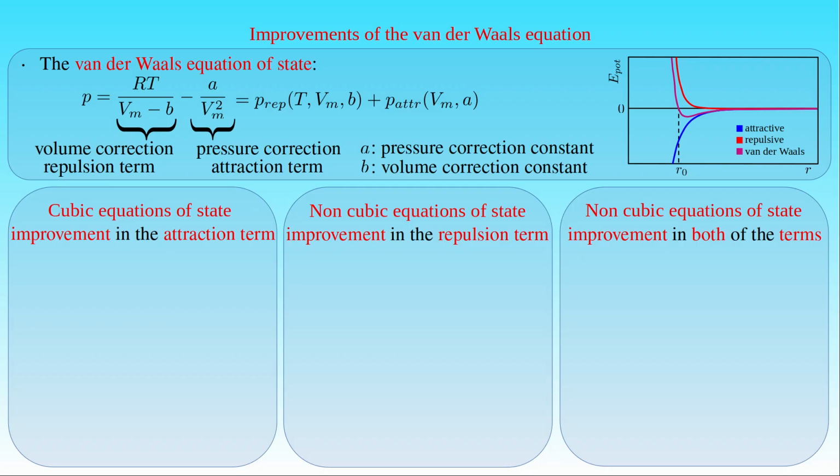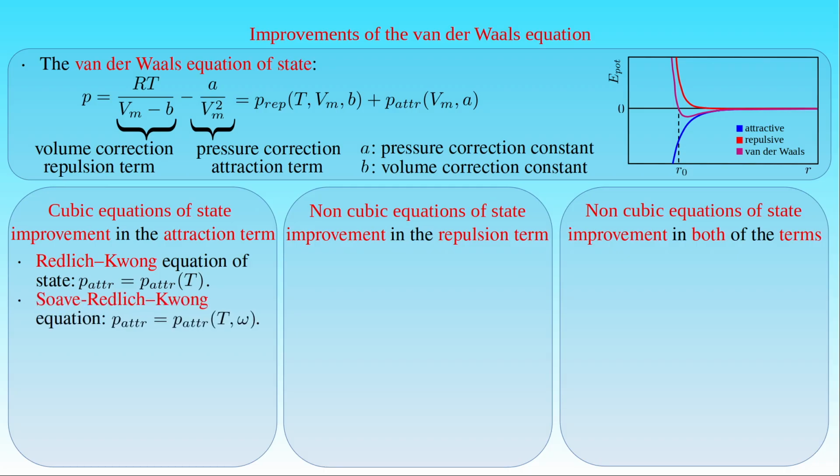We start with a short overview of several cubic equations of state which are frequently used in thermodynamic calculations. The first cubic equation we will present is the Redlich-Kwong equation of state, where the attraction term also depends on the temperature and the pressure correction involves the volume correction constant. Then we will talk about the Soave-Redlich-Kwong equation of state, where the temperature dependence of the attraction term has a more general form, and the acentric parameter omega is introduced to accommodate the effects of the deviation from the spherical symmetry of the molecules interacting with each other in the real gas, vapor or liquid.